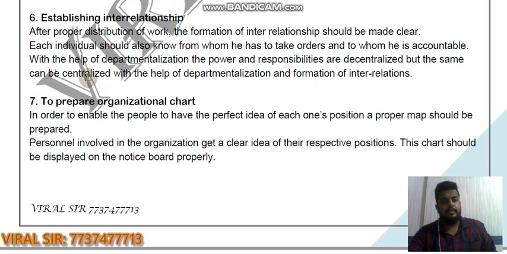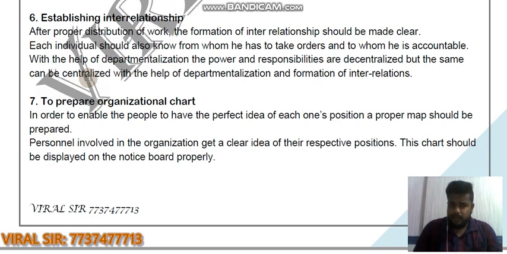Clear? Next is establishing interrelationship. After proper distribution of work, the formation of interrelationship should be made clear. Each individual should also know from whom he has to take orders and to whom he is accountable. With the help of departmentalization, the power and responsibilities are decentralized, but the same can be seen centralized with the help of departmentalization and formation of interrelations.